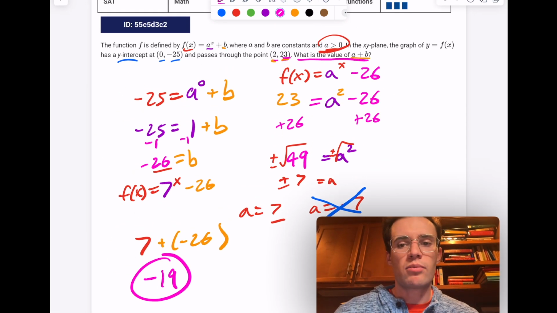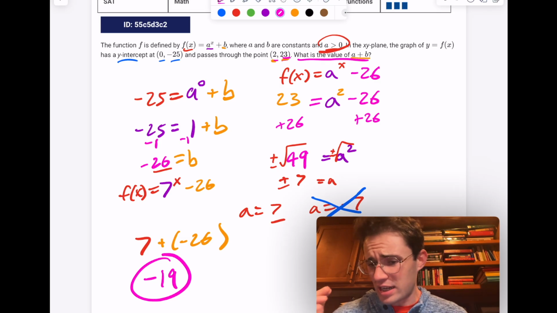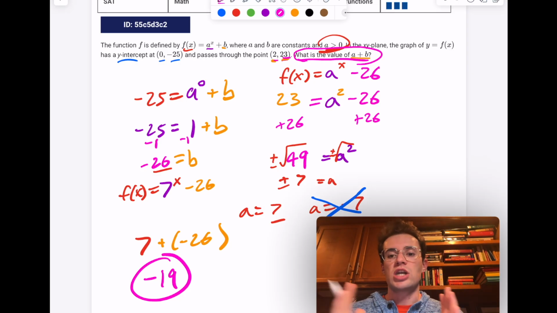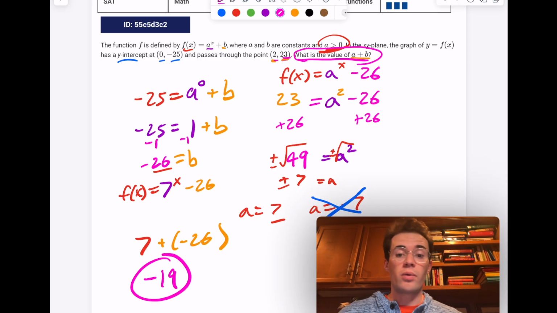Always take the extra time. What were they asking for? I, for a second, thought that they were just asking what is a, because that's the last thing that you would solve for. But just take the extra second or two to check what exactly they want. You don't want to do all of the work and then mess it up just because you didn't know what they were looking for specifically.